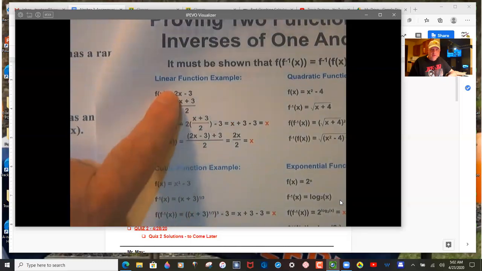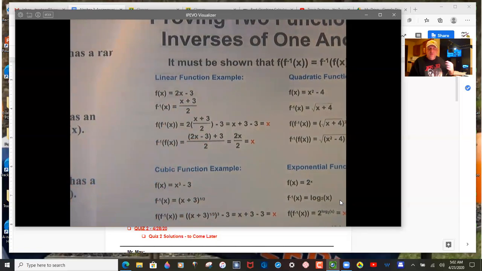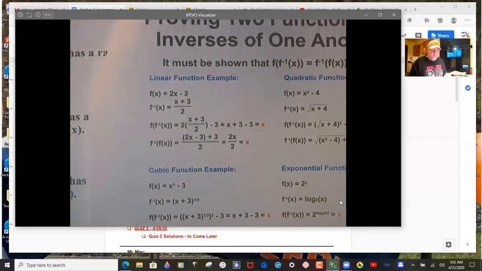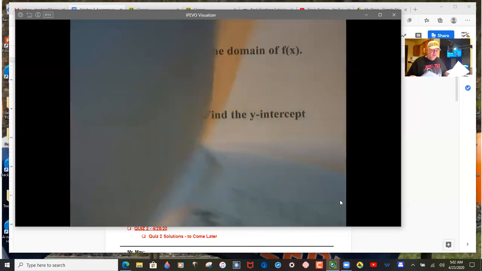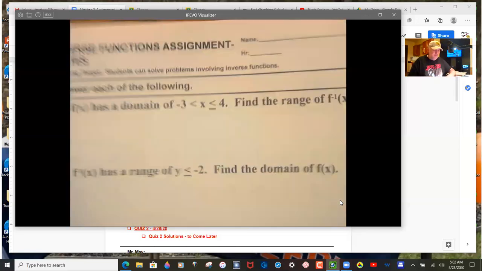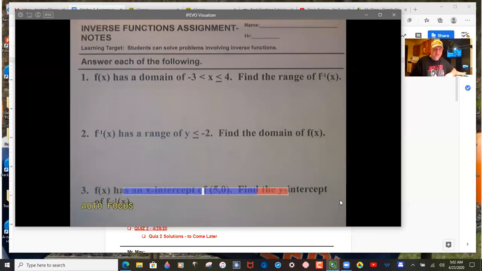So here, the 2x minus 3 would go in for x in the inverse function. And then you should get x when you crunch that out, when you simplify that for both. So that's the three main things that we're going to be covering today. It is, for the most part, a pretty simple assignment and section on your quiz.